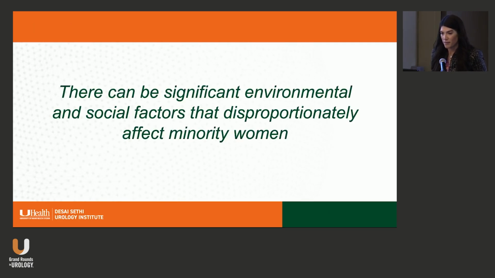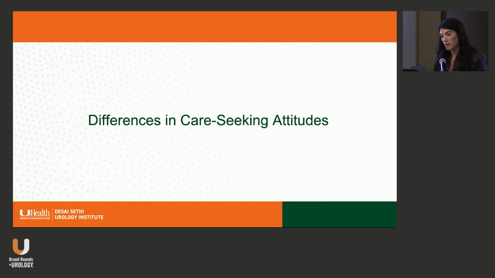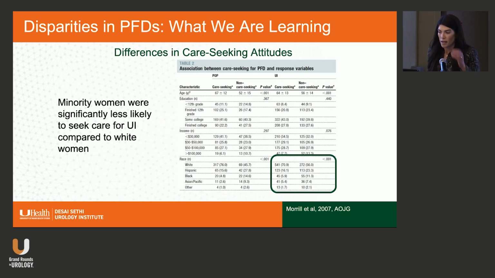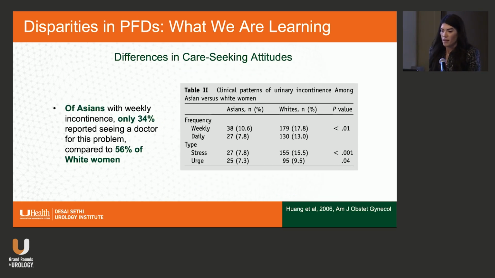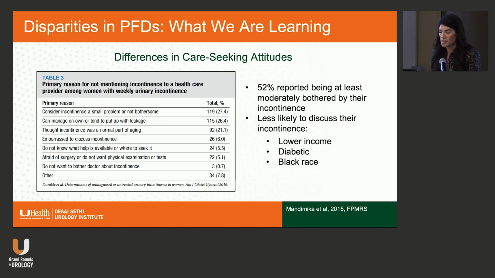So there can be significant environmental and social factors that disproportionately affect minority women. And there are differences in care-seeking attitudes as well. This study showed that minority women were less likely to seek care for urinary incontinence compared to white women. More specifically, among the Asian population, only 34% reported seeing a doctor for urinary incontinence compared to 56% of white women. Obviously there are many factors that play into this. Examples of differences in care-seeking attitudes include lower income, patients with diabetes, and Black race.